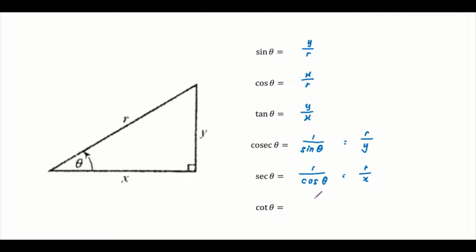So cotangent is 1 over tangent theta. So that's why it will become x over y. It's the same thing if, let's say, in a normal triangle, where we don't use x, y, and r, and we use o, a, h. So it's the same thing.